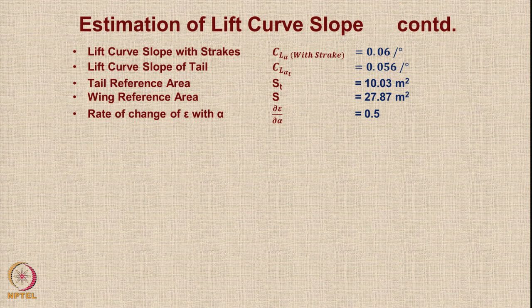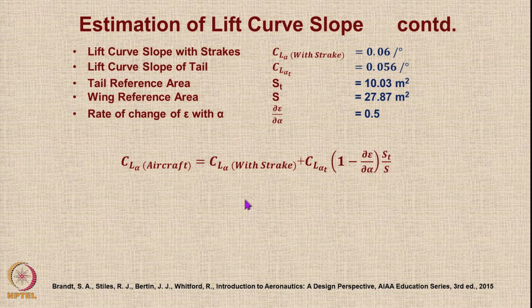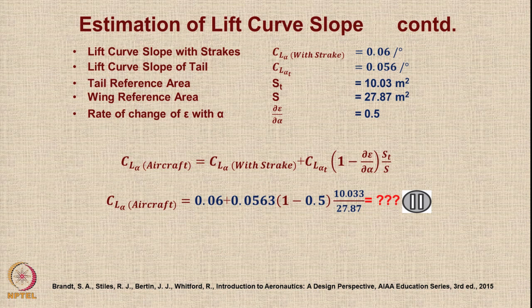So, therefore, CL alpha for the aircraft will be CL alpha with the strake, which we have already calculated, plus the tail CL alpha, which is in this case the same as the wing CL alpha, into 1 minus dε/dα into ST by S, because this is, in a way, a measure of the tail efficiency, how much of the tail is actually efficient. So, putting in the numbers, we get this expression.